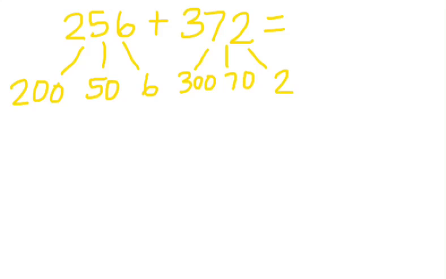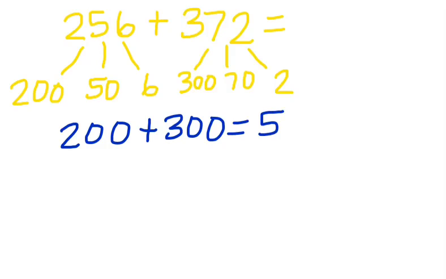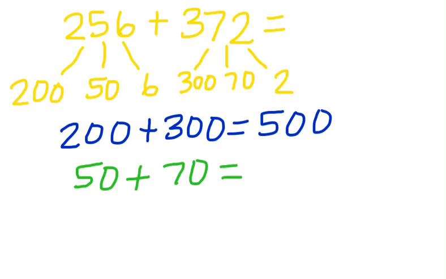There we go. So now I'm going to start with my hundreds, and I'm going to add 200 plus 300, and that equals 500. And next I'm going to add my tens. 50 plus 70 equals, and I tell my students that when you're adding 50 plus 70, you can pretend the zeros aren't there, and you do 5 plus 7 equals 12, and then you put the 0 back on, so it's 120. And then I'm going to add my ones. 6 plus 2 equals 8.